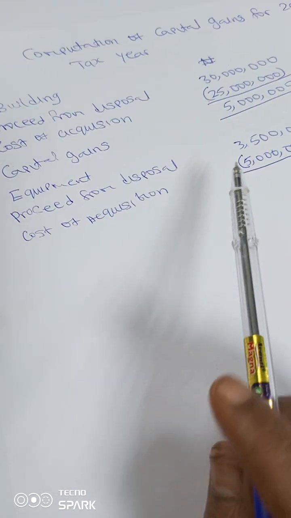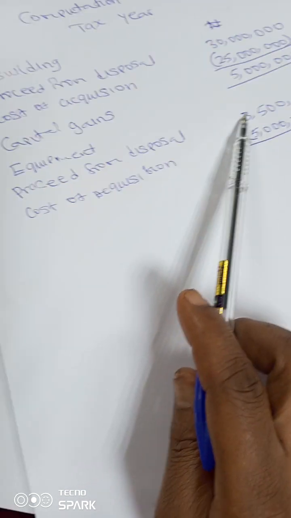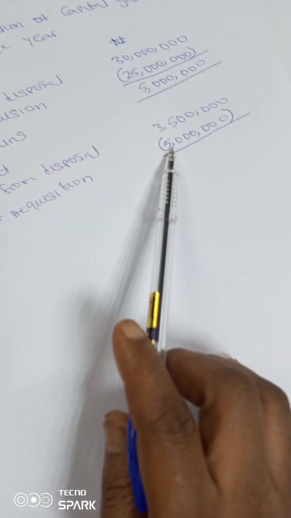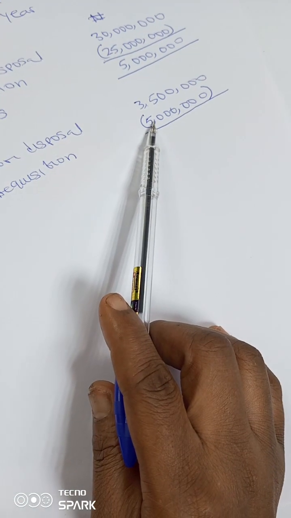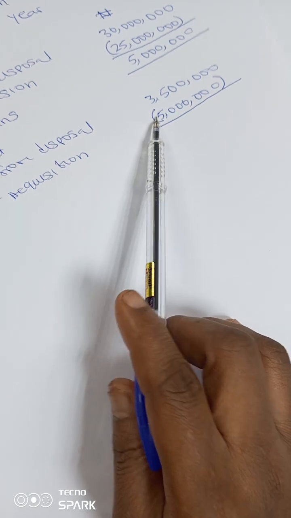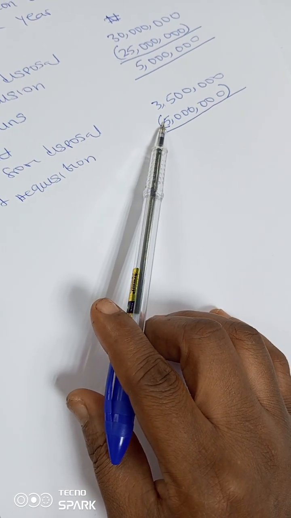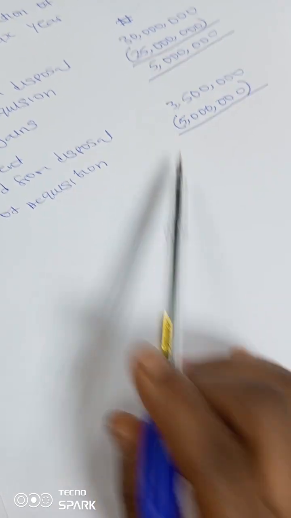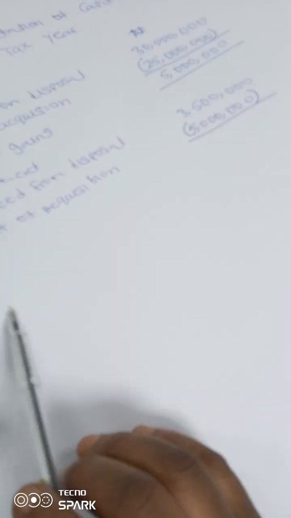Normally, if it's a profit, this one, which is the proceeds from disposal, is supposed to be greater than the cost of acquisition. So when you say cost of acquisition is greater than proceeds from disposal, you know it is a loss already. So you have to put it down here.